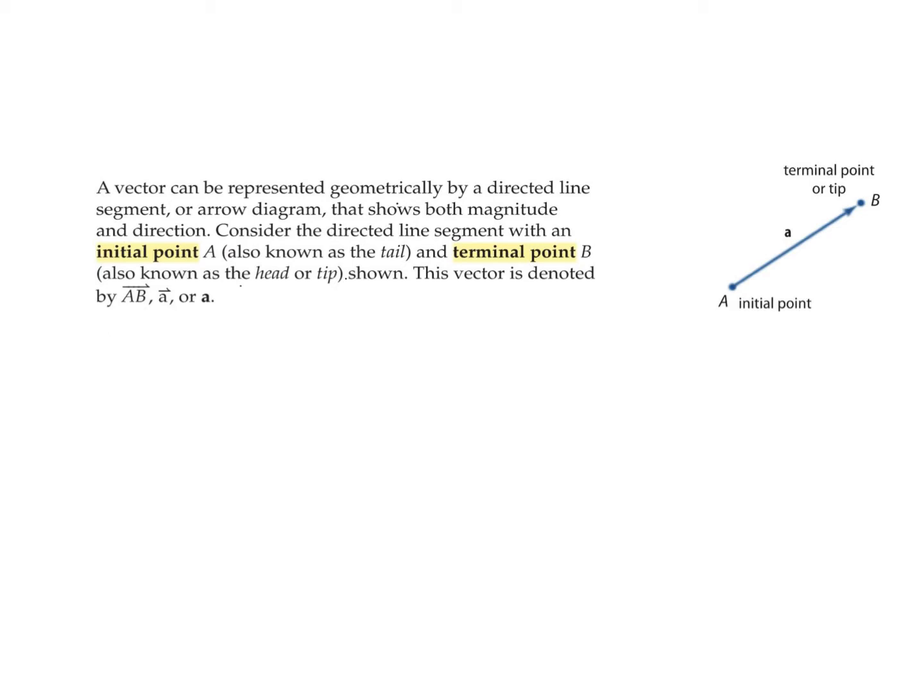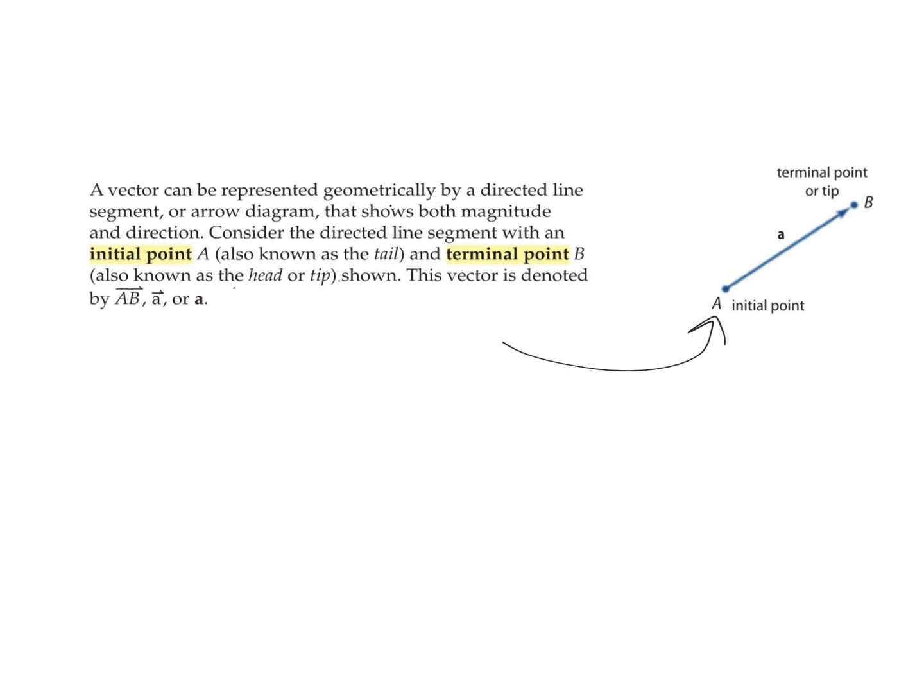So a vector can be represented geometrically. We can draw out a vector by a line segment or an arrow diagram. You guys know this as a single-edged line segment. So there's a line and then a point facing towards the end. If you look on the right-hand side where we've got this little drawing, we're going to consider this line segment with the initial point, also known as the tail.